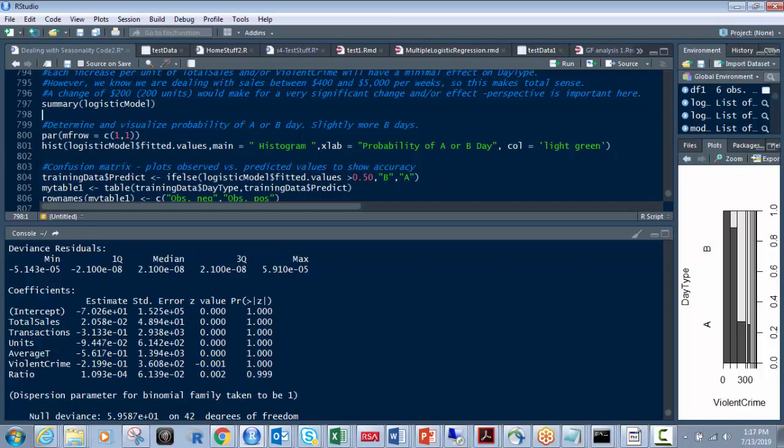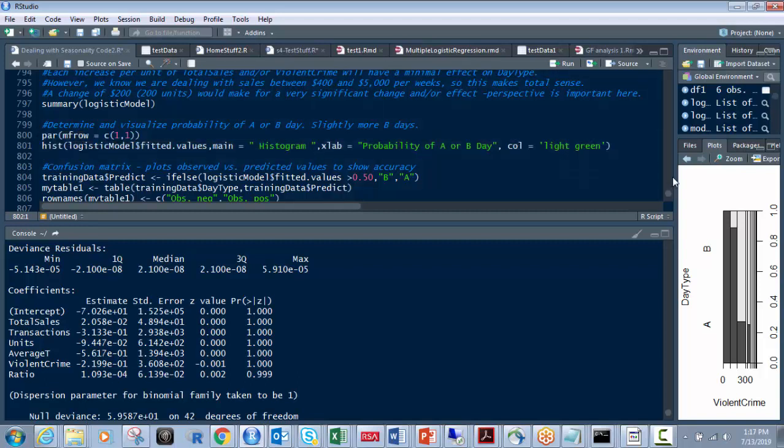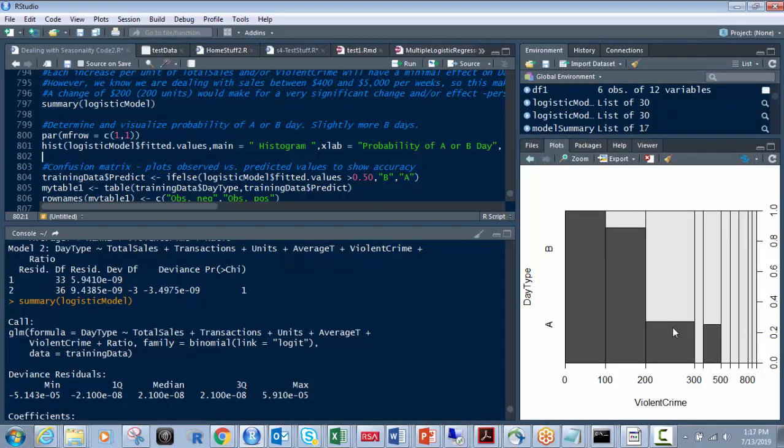Now what we want to do is predict, determine, and then visualize the probability of an A or B day. Do we have more A days or B days? This is just another way of looking at the data we showed earlier. Remember earlier, let me bring this back out, we were looking at it with this. You can clearly see there's a type A day and a type B day, and they're very different. They have different levels and distributions of violent crime. The type A day has a lot less crime, the type B day has a lot more crime.